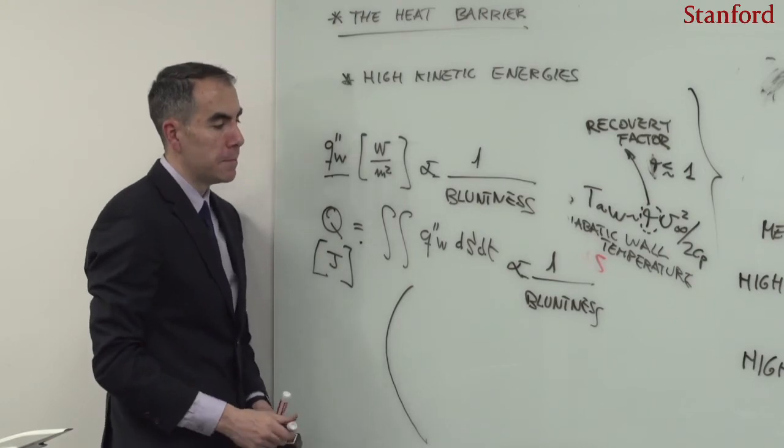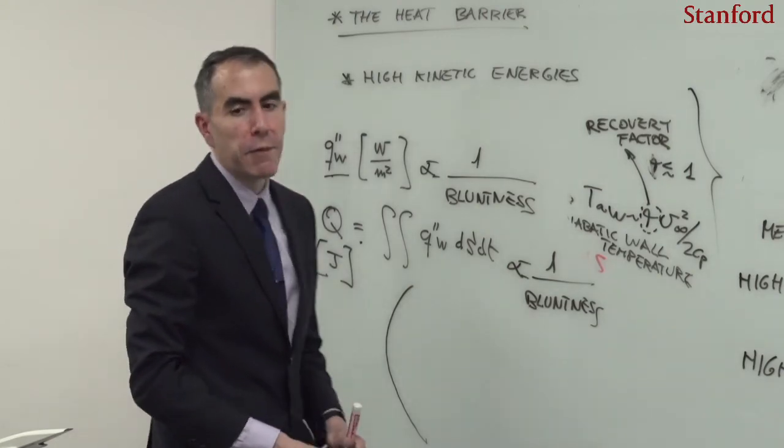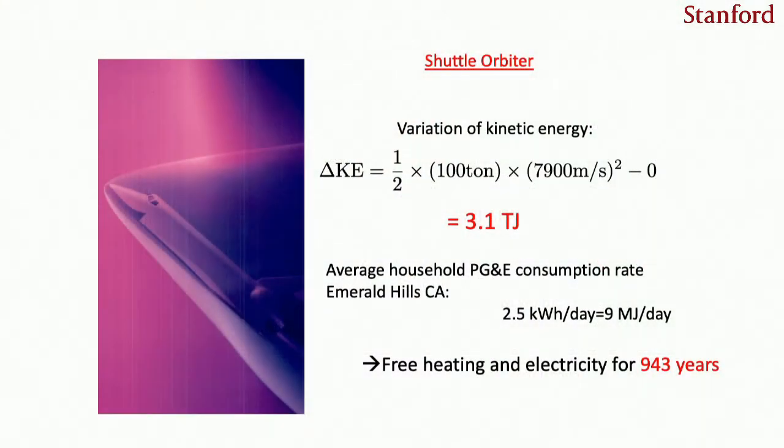So let's see, for instance, an example of the characteristic heat loads that we are talking about. Take, for instance, the Shuttle Orbiter. When it is re-entering, it has to lose its entire kinetic energy. Just to mention here, the variation of potential energy during re-entry is negligible compared to the variation of the kinetic energy, particularly in low Earth orbit applications.